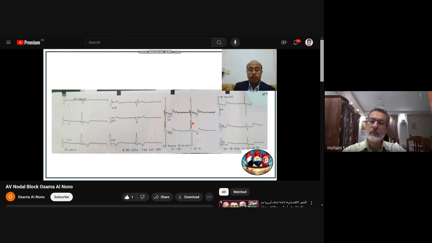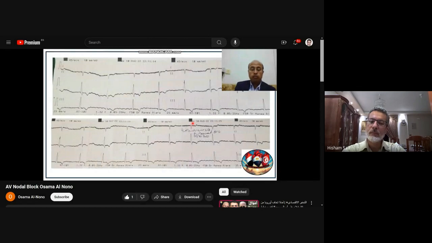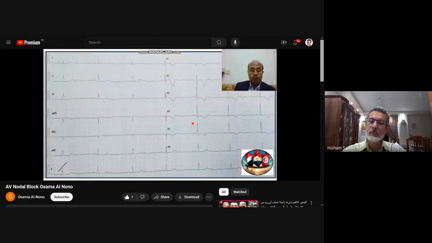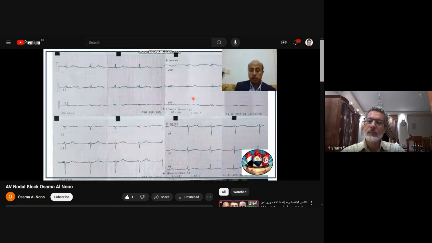So this is another patient with AF and the RR intervals are fixed. So we are dealing with atrial fibrillation with complete AV block. On the other hand, we have another entity of patients who are having these P waves. We have two P waves and one QRS complex. We are dealing with 2-to-1 AV block with a QRS complex that is narrow, so it is suprahisian AV block. And there is no indication of pacing in these patients unless the patient is symptomatic.